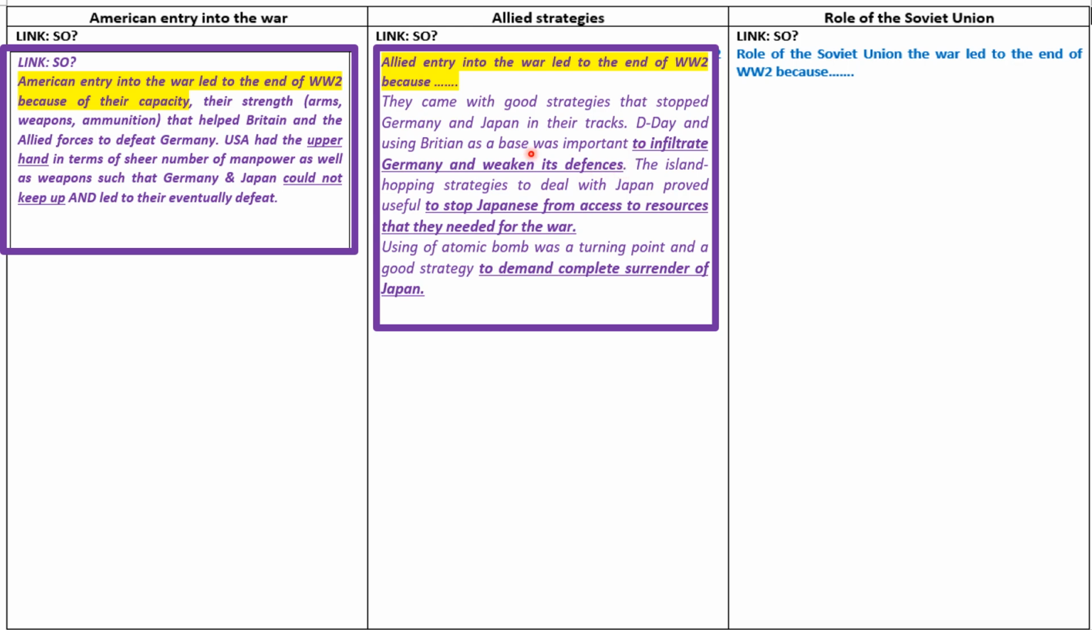So we use words such as "to infiltrate." The island hopping strategy is really to stop Japan from having resources, and once you don't have resources, you cannot go to war. You are limited. And of course, I think the atomic bomb was a turning point, and it was a good strategy to demand complete surrender of Japan. So this is how you link. Remember, linking is very important. While you remember examples, you need to make sure that you link properly.